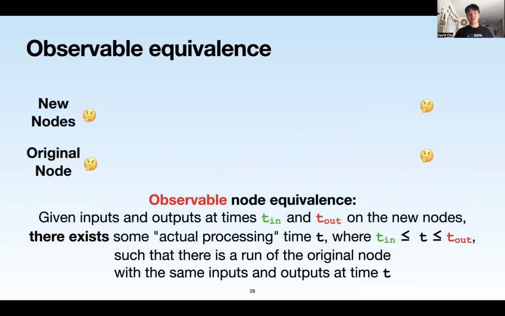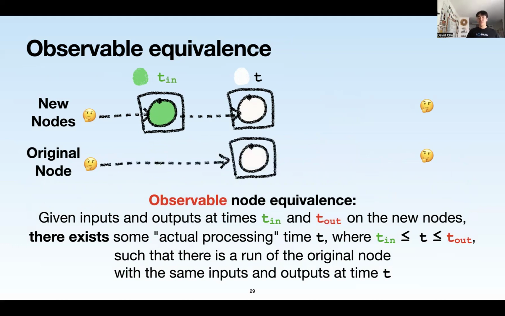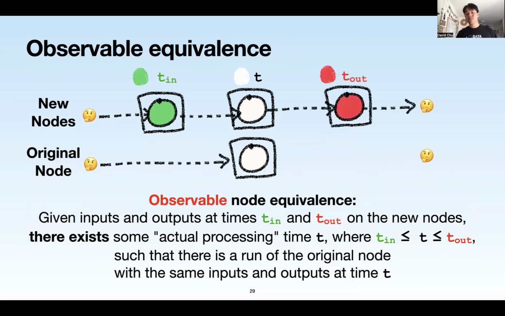Here's a visual representation of what I mean. Let's say the observer sends the new nodes a message and it arrives at t in, but we actually process it at t, because we artificially delayed it. Then we know there's an original run where the network also delayed that message by the same amount and then just processed it at time t. And similarly, if we delay the output, such that we only output at t out, then in the original execution the network could have also delayed that output message by the same amount of time. So this will turn out to be the proof goal for the rest of this talk. We will prove observable node equivalence.